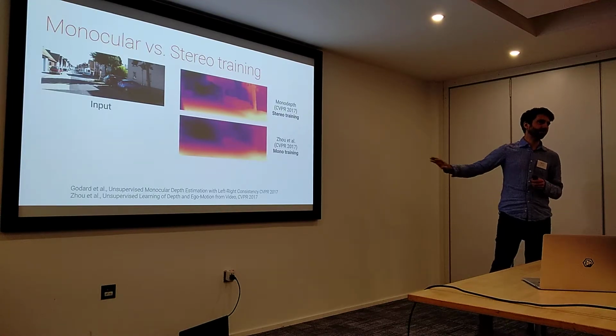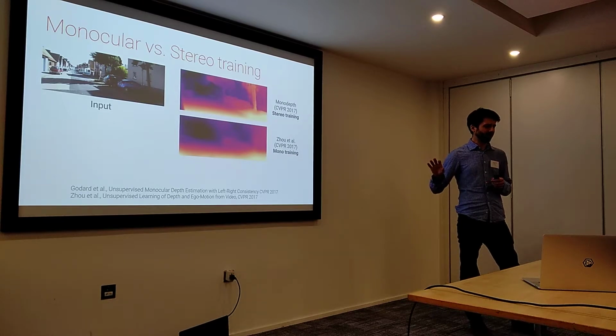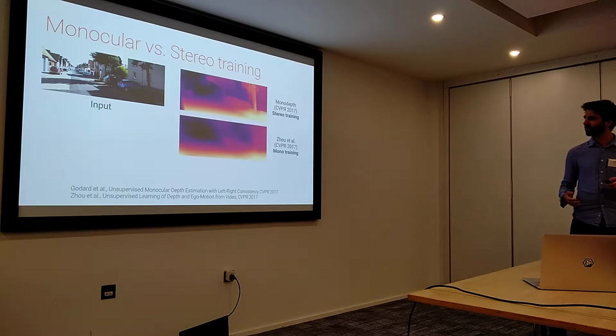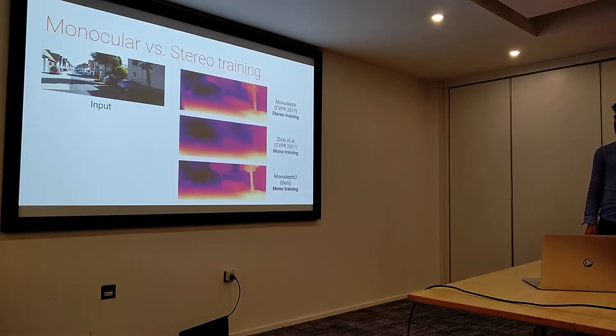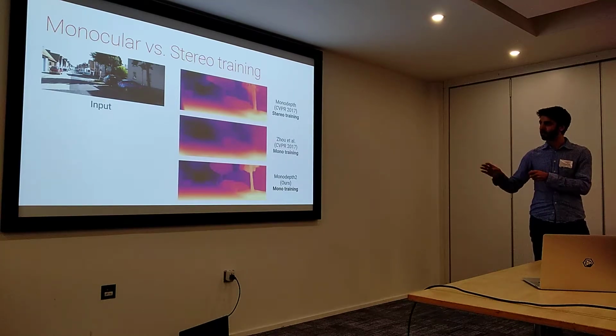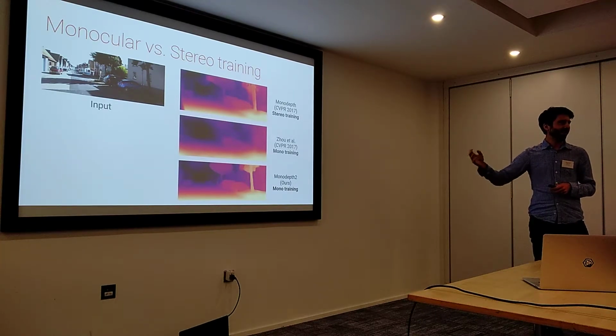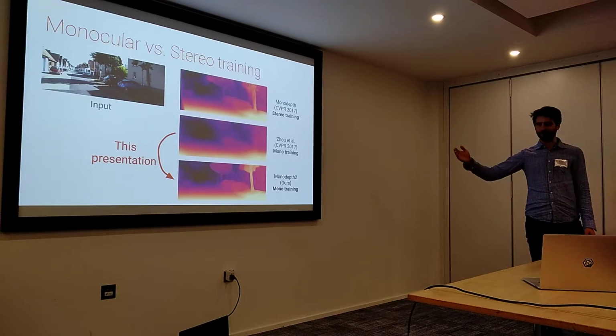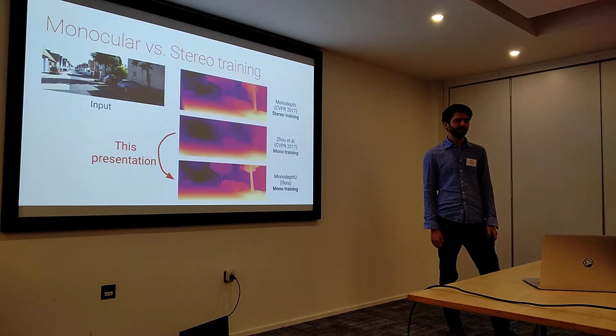So this motivated the work that we did, which was to say, is it possible to get the kind of stereo quality results, but training only from monocular images? And of course, because it's a presentation, the answer is yes, you can. And we were very happy that, you know, it was surprising, but we were able to actually get better, right? We were able to get sharper edges and nicer shapes around objects. So that's what this presentation is about. It's about doing this jump in monocular training.